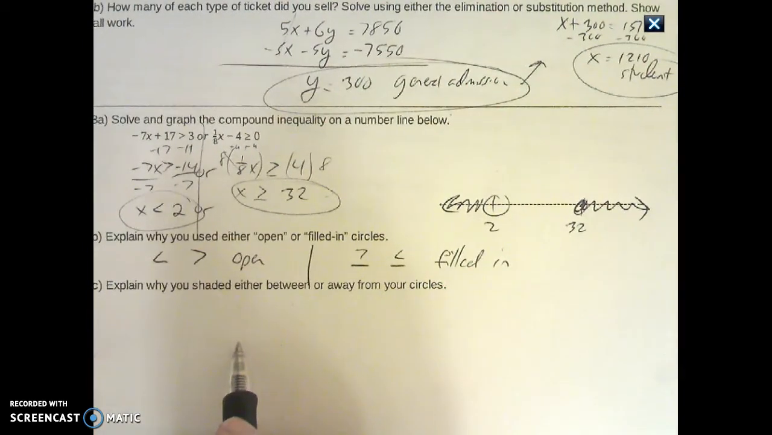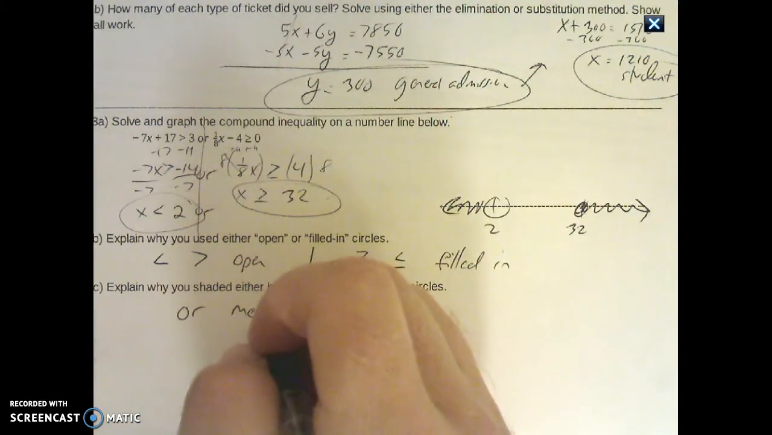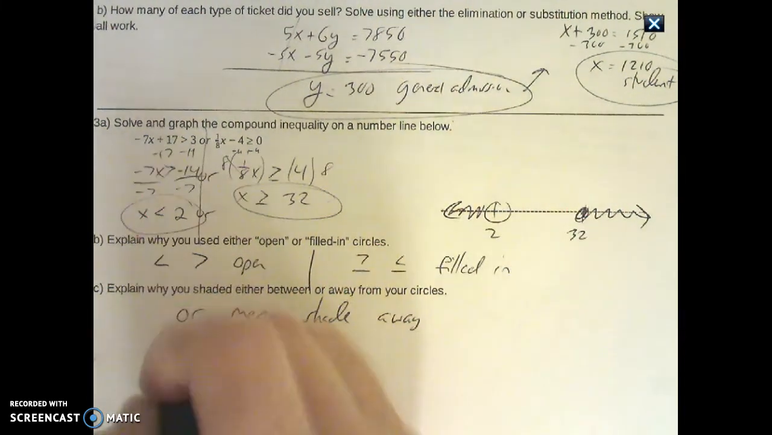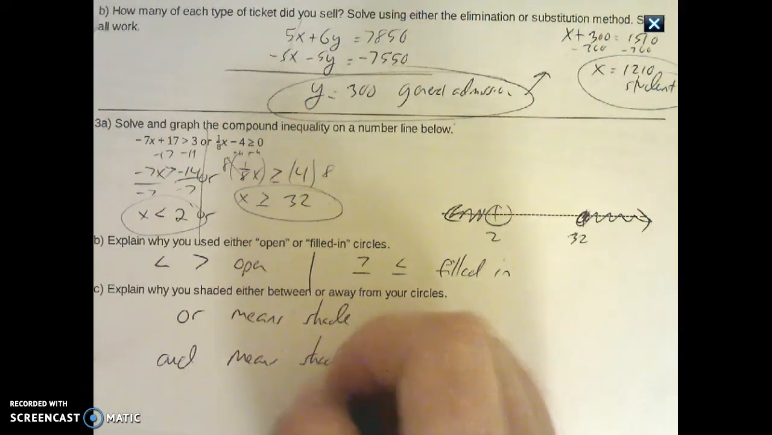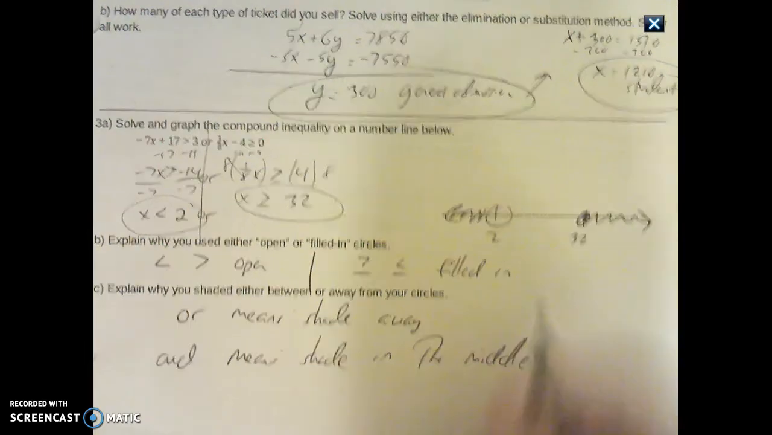Same thing down here. Explain why you shade either between or away from circles. Or means shade away, and means shade in the middle. Okay? Any variation of that, you're fine. I'm just looking for some kind of explanation for it.